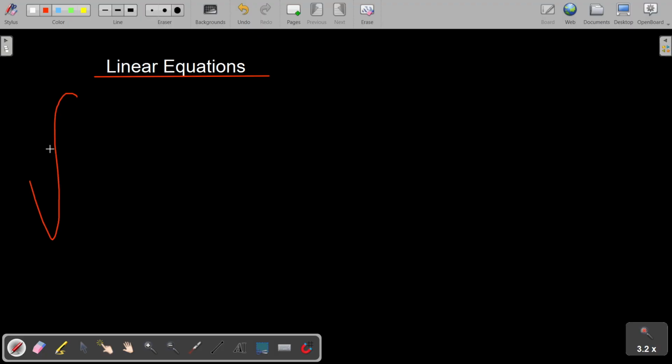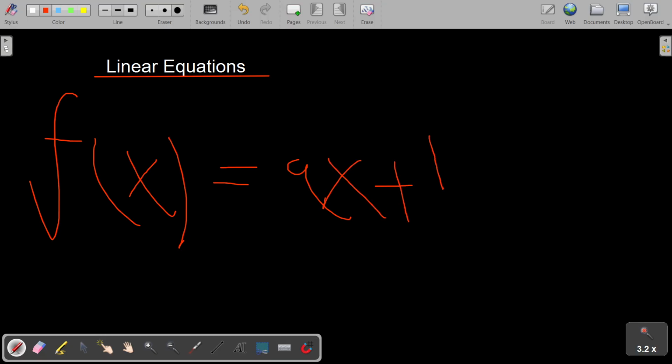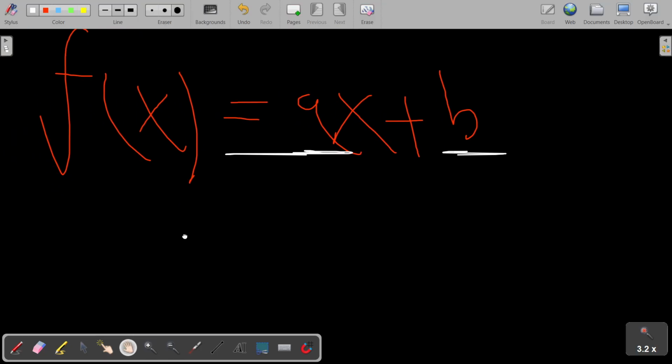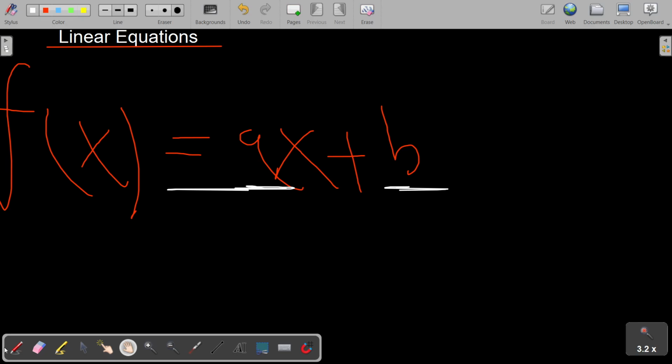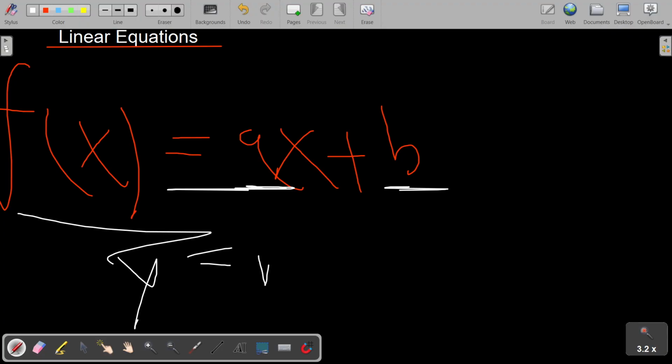So we write a linear equation as f of x equal to ax plus b. This is the form of a linear equation. Here a is the coefficient of x and b is the constant. So it's basically a straight line equation. Every linear equation is a straight line equation. Sometimes we can say that f of x is denoted as y, and y is equal to mx plus c. It is also a form.